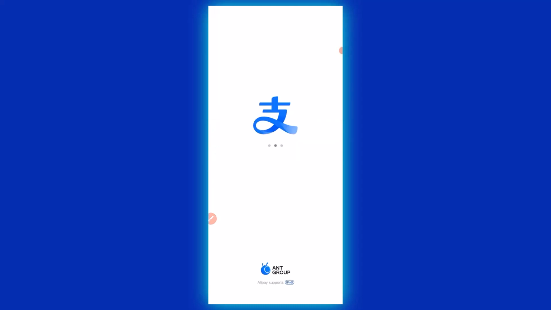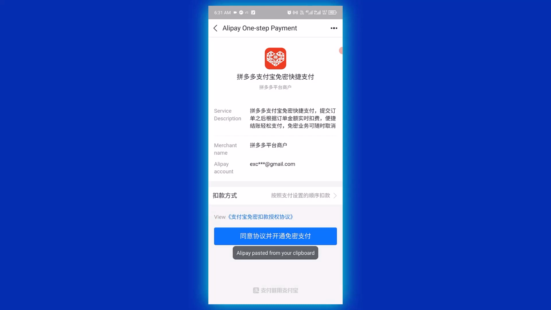So in a few minutes, it's going to connect to your Alipay and ask you to give permission from Alipay. Alright, so what you need to do next is to make sure you click on here to give a permission to Pinduoduo shopping app. So this is how to make a password-free and direct payment to any supplier on Pinduoduo Chinese shopping app without any stress.